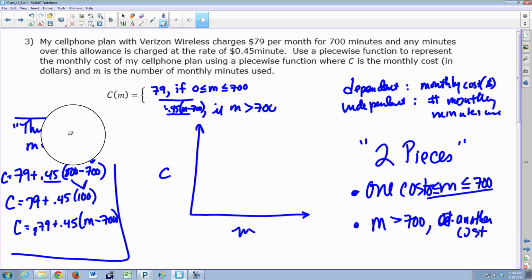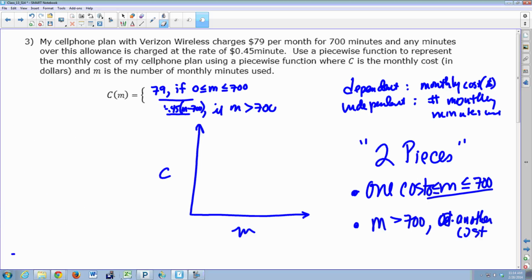The rest of this problem now asks you to interpret. So if I gave you a function like this on your test, a piecewise function, and I said, find C of, what is it, 525 or 535? 535. So if right underneath I said find C of 535, you have to know that 535 represents the number of minutes. That's your input. And then you have to go to the appropriate equation, the appropriate formula. 535 is on your first domain here, right? It's defined right in there. It's between 0 and 700. So the cost will be 79 bucks, right?